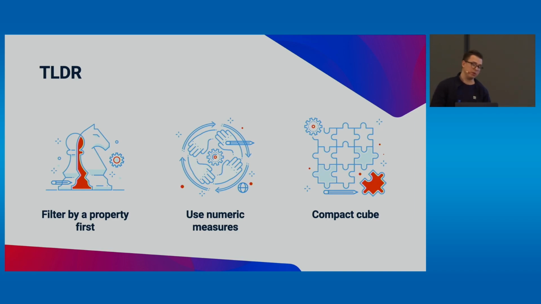So, the takeaways. The major one is, don't descend if you don't need to. But if you need to, filter by property first, use a numeric measure, and try to use compact cubes in the accounts where you need to descend, or categorize the data with custom JavaScript code.